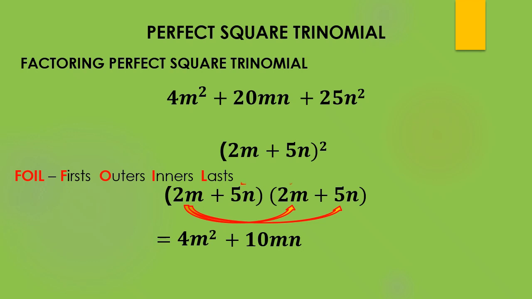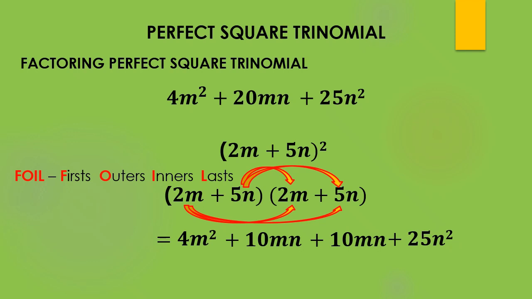So the inners are 5n and 2m. Multiply 5n and 2m and that will give us positive 10mn. And then multiply the terms that are last. What are the last? The last terms. 5n times 5n will give us positive 25n squared.